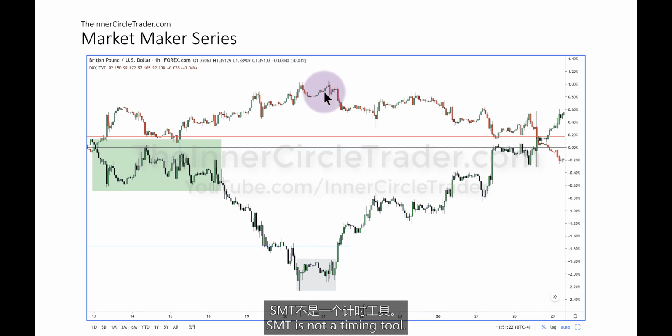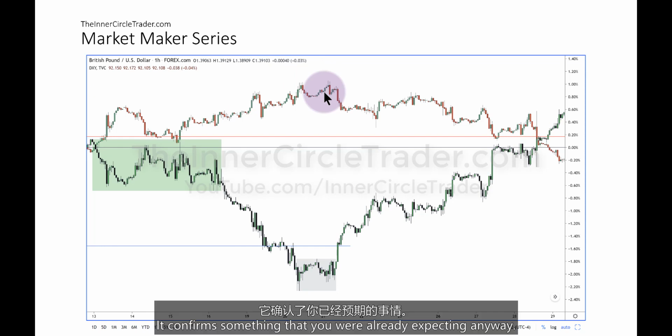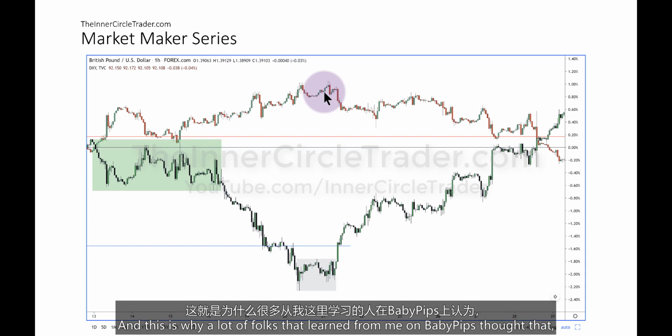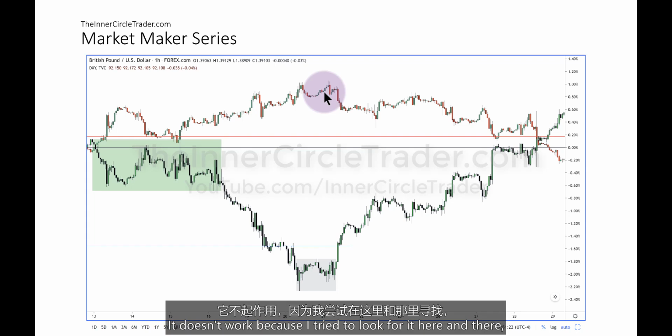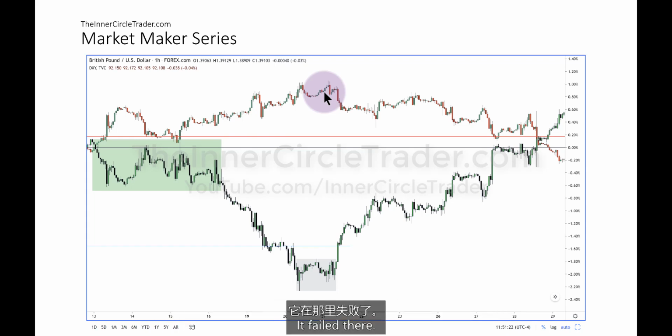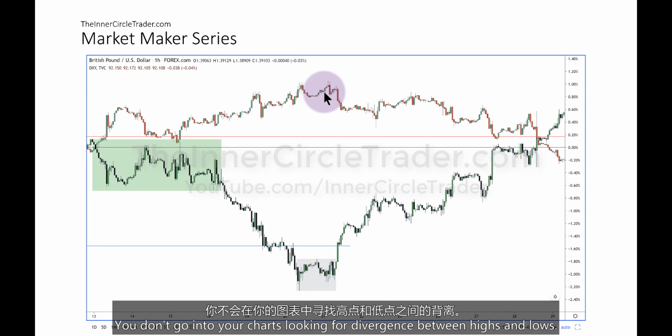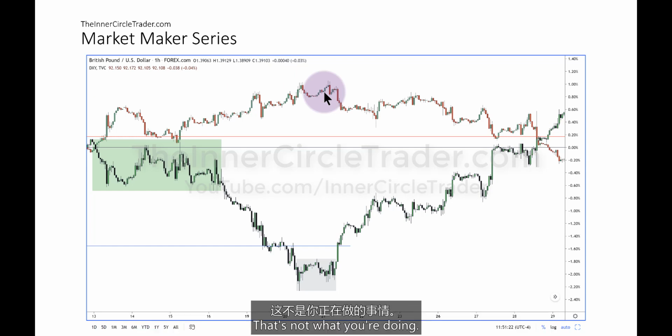SMT is not a timing tool, it's a confirmation tool. Okay, it confirms something that you were already expecting anyway. And this is why a lot of folks that learned from me on baby pips thought that, oh, SMT doesn't work. It doesn't work because I tried to look for it here and there, and it failed here, it failed there. You don't go into your charts looking for divergence between highs and lows. That's not what you're doing.